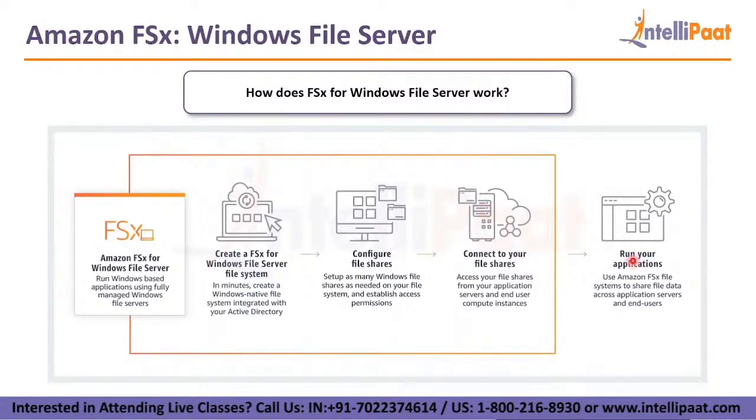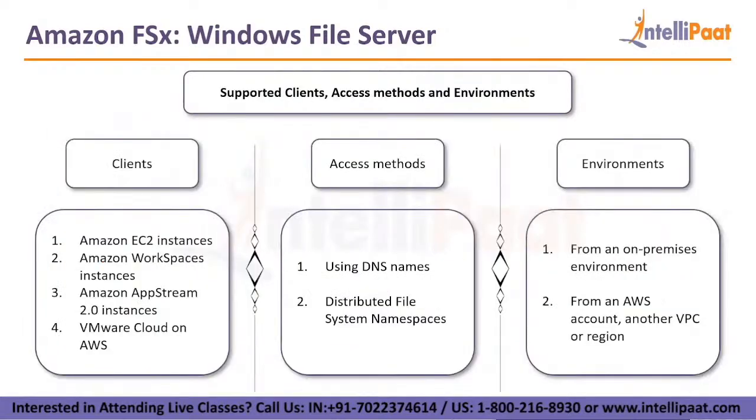Run your applications, use Amazon FSx file systems to share file data across application servers and end users. Okay, so you can use it for multiple purposes. One is running your applications. Support clients, access methods, and environments. Clients, it works on EC2 instances, WorkSpaces, AppStream 2.0 instances, and VMware Cloud on AWS. So it works on all of this.